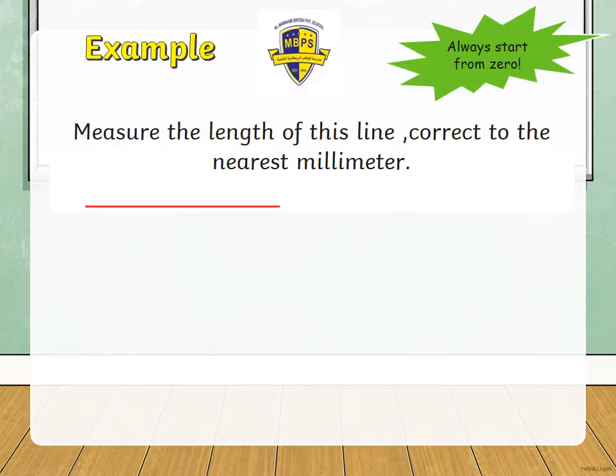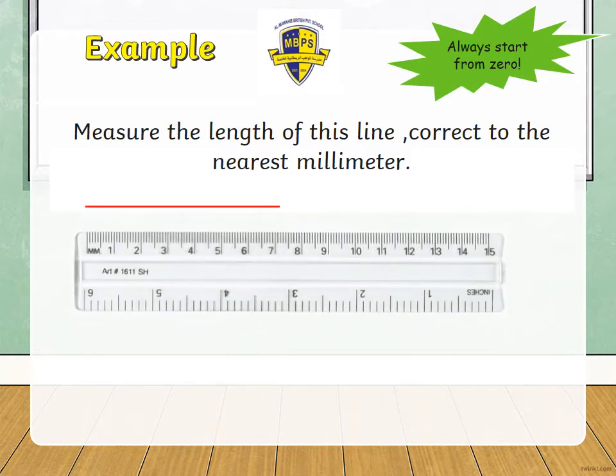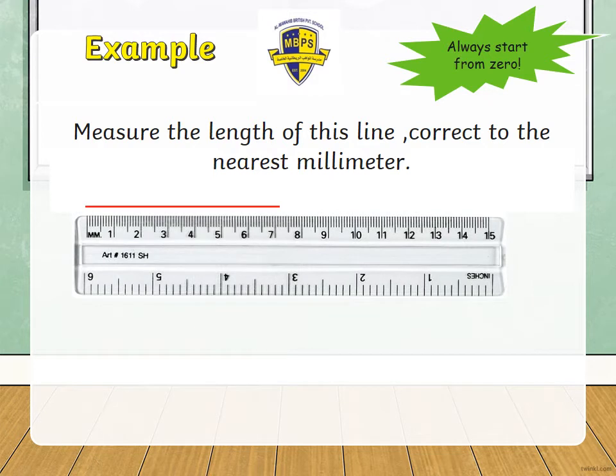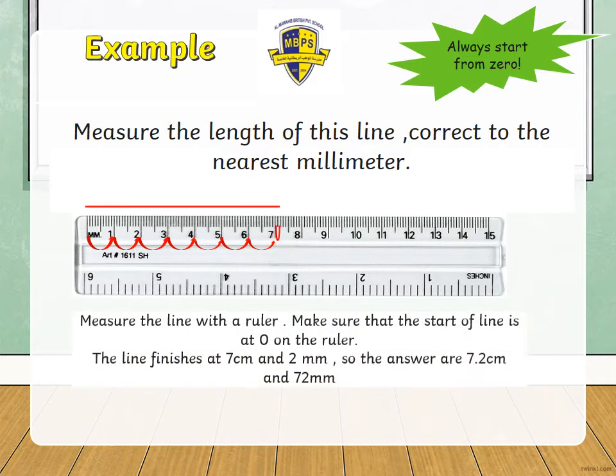Now, let's solve this example. Measure the length of this line correct to the nearest millimeter. We have this line, and we want to measure its length. First, what do we have to use? Yes, we have to use a ruler. Remember, always start from 0 when you want to measure something. So now I will measure: 1, 2, 3, 4, 5, 6, 7, and 2 millimeters.